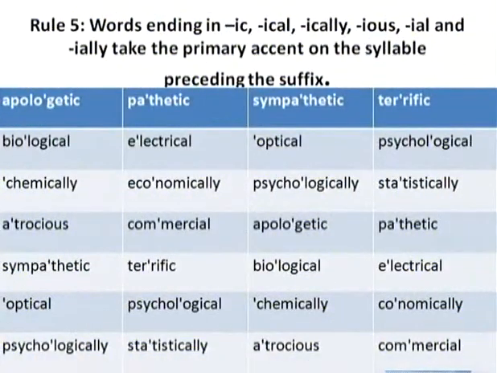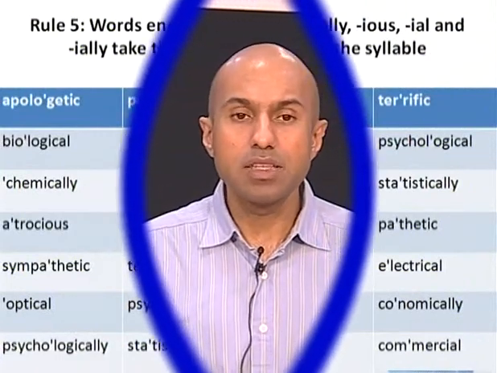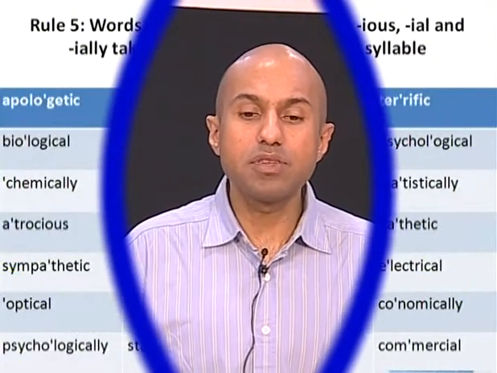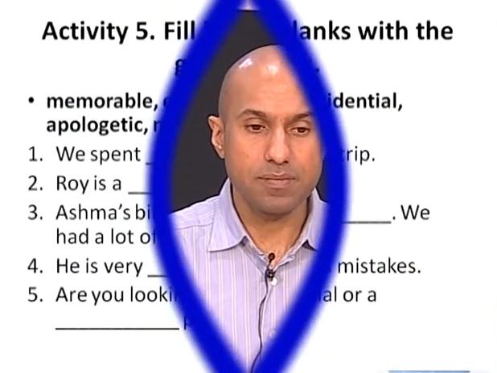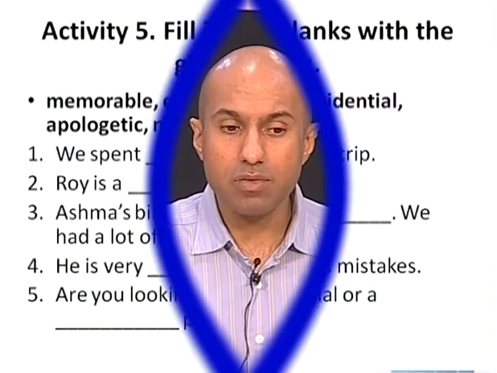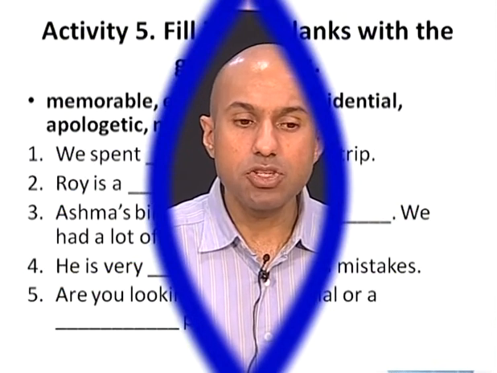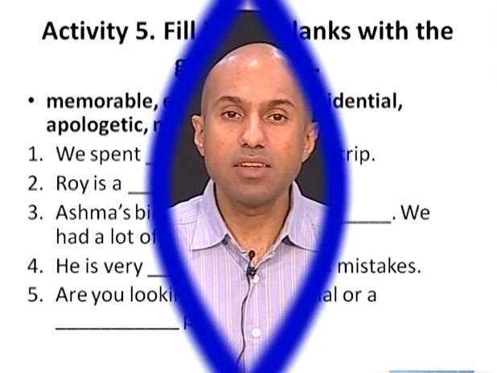So words ending in ical, ically, ious, ial and ially take the primary stress on the syllable preceding the suffix. Let's look at this activity. Again, it's a fill in the blanks with the given words. Memorable, economically, residential, apologetic and notorious.